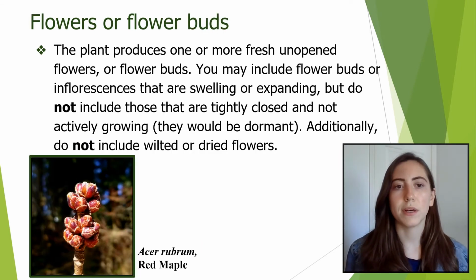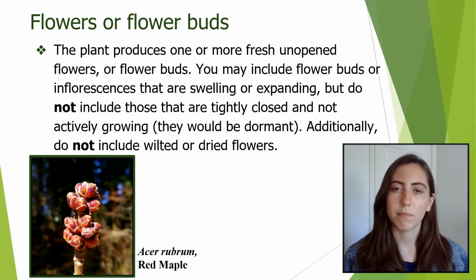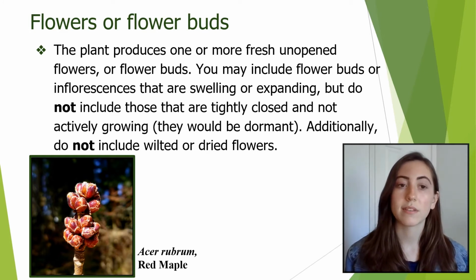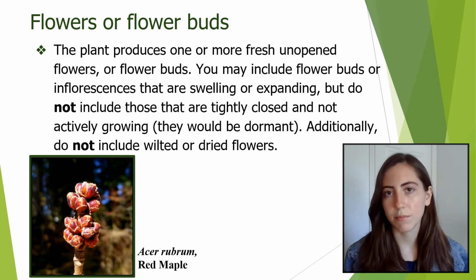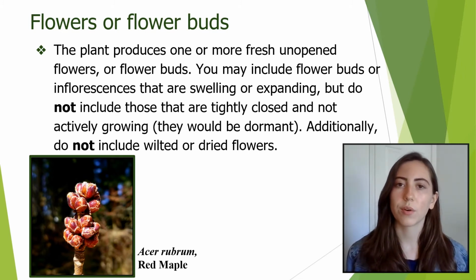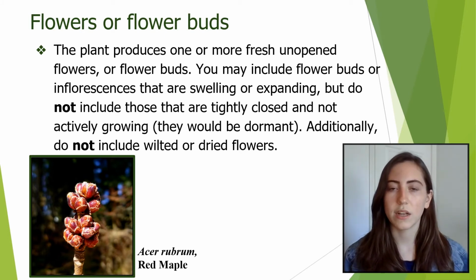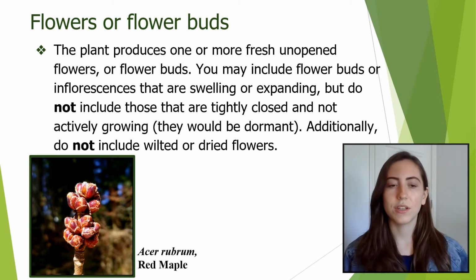Flowers or flower buds are the fifth phenophase. This phenophase is similar to breaking leaf buds, but applies to cactuses and herbaceous flowering plants, as well as trees and shrubs. It occurs when the plant produces one or more fresh, unopened flowers or flower buds. You may include flower buds or inflorescences that are swelling or expanding, but do not include those that are tightly closed and not actively growing. They would be dormant. Additionally, do not include wilted or dry flowers.